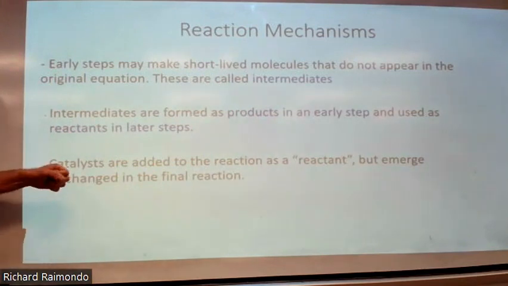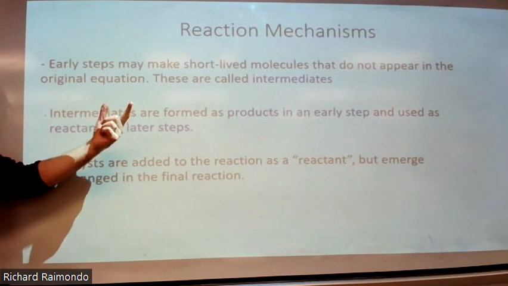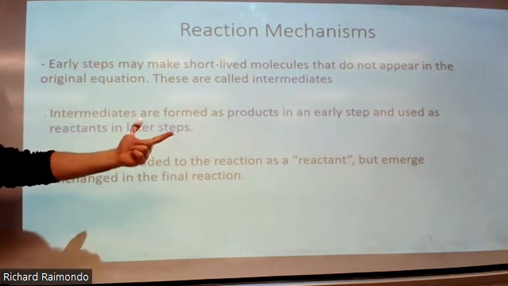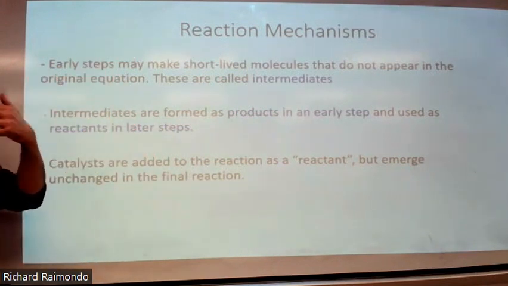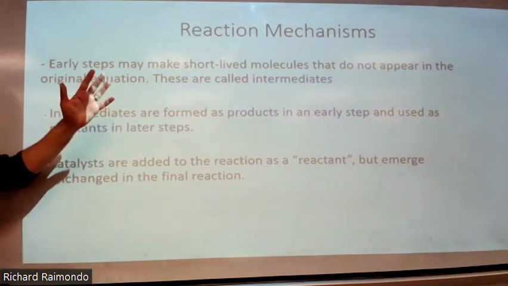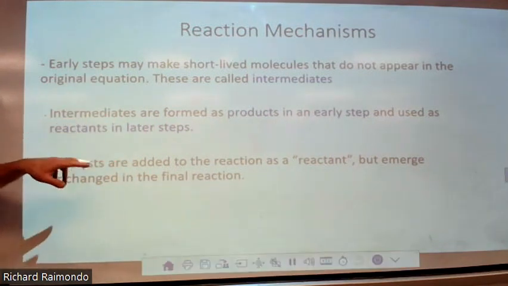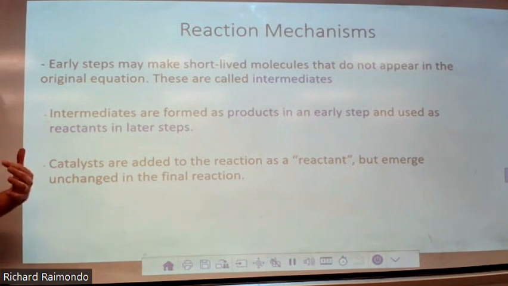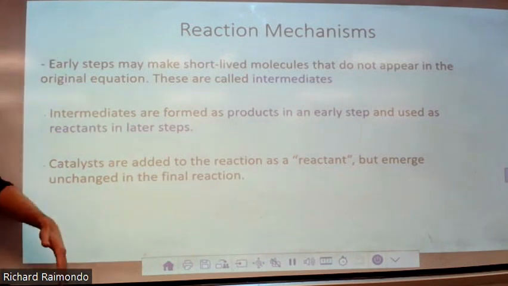A catalyst is something that we put into the reaction, but then it comes back out of the reaction. So it might be used up, but then it gets reformed. Okay, so we'll see that as well. So just keep in mind intermediates and catalysts, because that's the kind of question they'll ask you. They'll give you a series of steps and say which one's the intermediate, which ones are the catalysts.